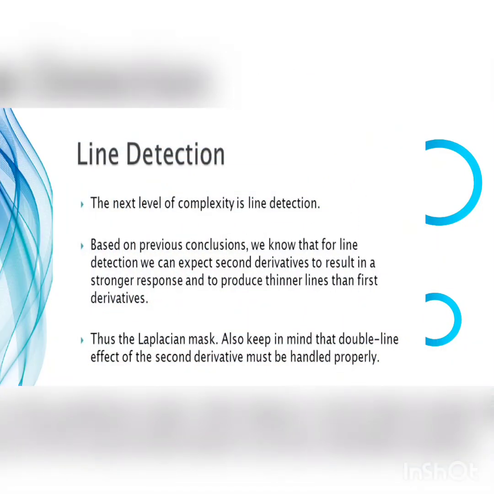Here we also use the second order derivative. In point detection we used the second order derivative, and here also we use second order derivatives, which result in a stronger filter response and produce a thinner line than the first derivative. This means that for thicker lines we use the first order derivative, and for thinner lines, for a stronger filter, we use second order derivatives.